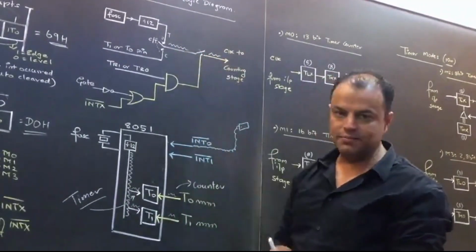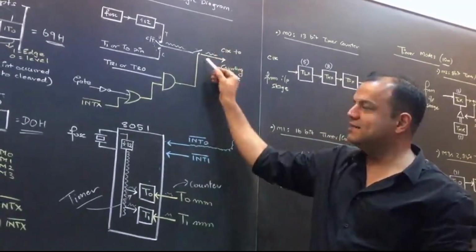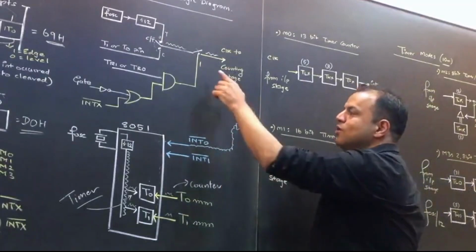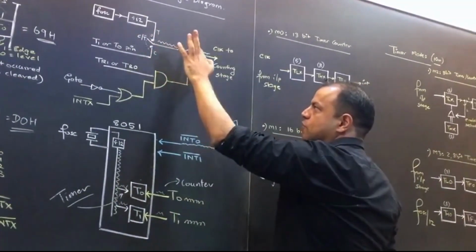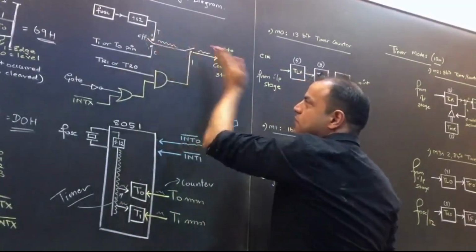Now, that clock has come here. That clock should reach the counting stage. For that, this gate should be enabled. That means this line should be 1. Only when this line is 1, this clock will go ahead. If this line becomes 0, this switch will become open, the clock will not go there.